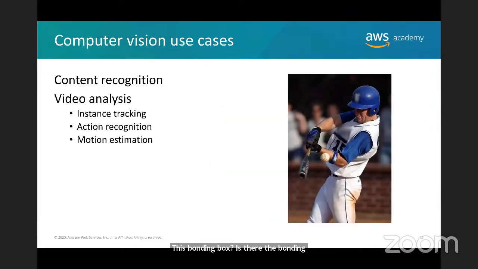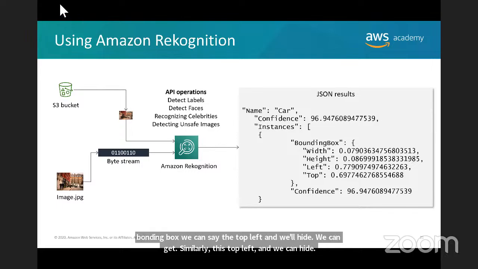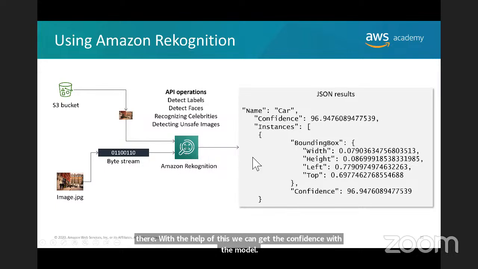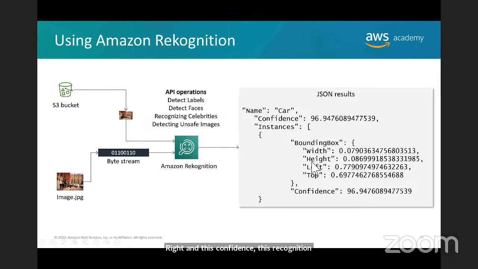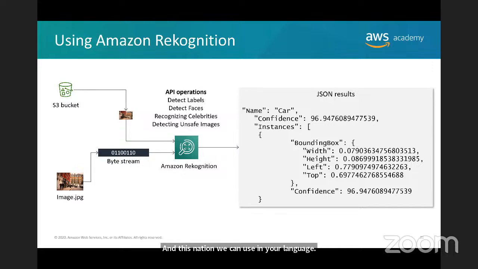Similarly, this top, left, width and height, you can see here, this is the bounding box and width, height. With the help of this, we can get the confidence of the model, right? And Amazon Rekognition will return all these things in JSON format. And this JSON we can use in our language and get the decision, right?